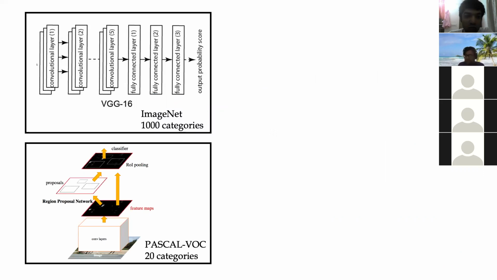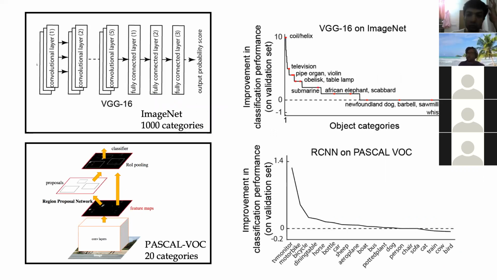So in order to go into the details of the results that we obtained, as I mentioned before, we used VGG16 on ImageNet for 1000-way classification, and also an RCNN trained on Pascal VOC for detecting and recognizing 20 different categories. And this is the result that we find.